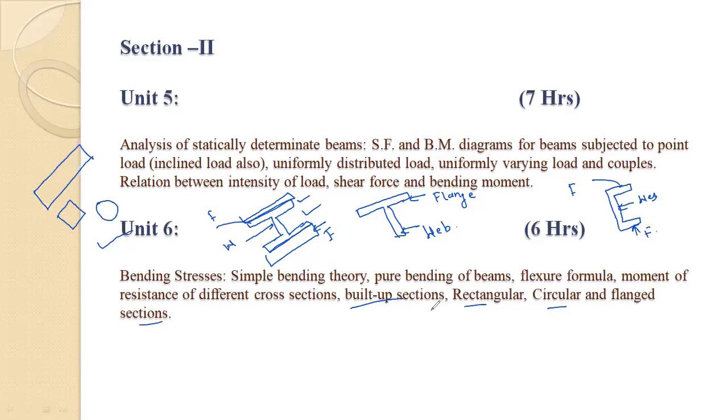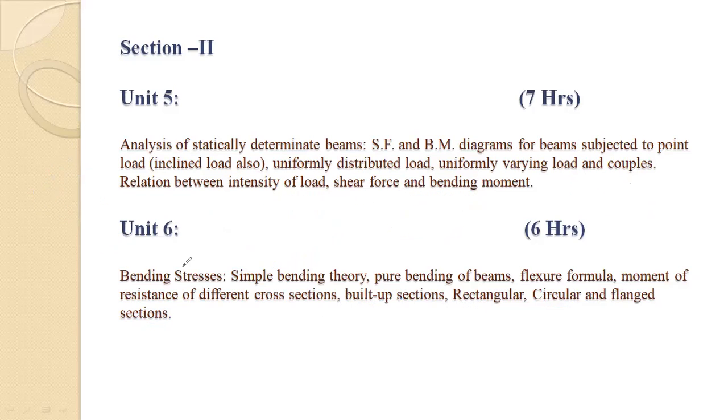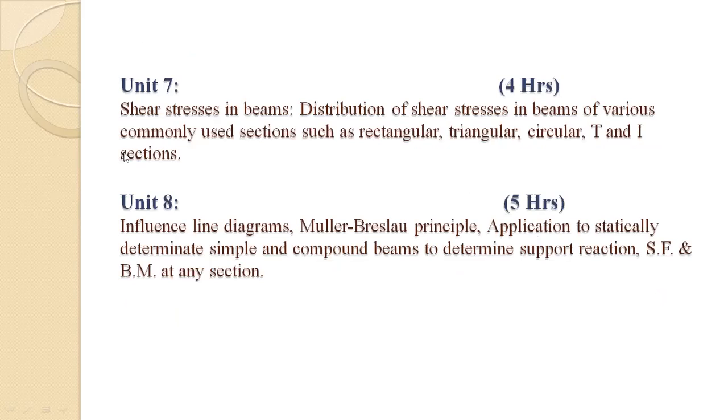So we have to find out the moment of resistance for different cross sections, built up sections, likewise rectangular, circular, and flanged sections. This is our unit number 6. Then we will move towards unit number 7. Our unit number 7 is shear stresses in beam.